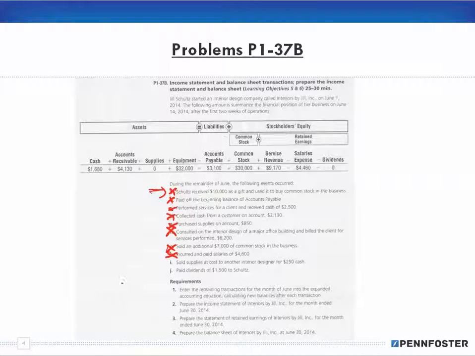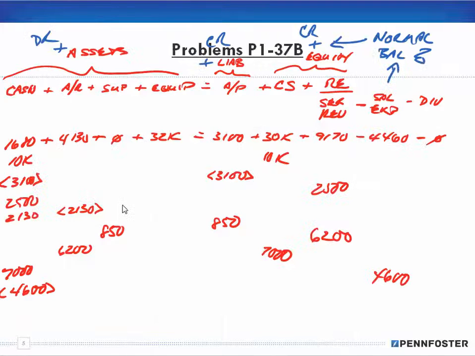All right, let me finish off these last two entries. Sold supplies at cost to another interior designer for $250 in cash. Okay. Right, so debit and credit. Am I affecting cash? Now I'm just writing the 250 here so I remember it. Am I affecting cash? The answer is yes, because I'm selling the supplies to somebody else. Well, when I sell the supplies, is my cash increasing or decreasing? Well, it's increasing because I'm getting 250 for it, right?